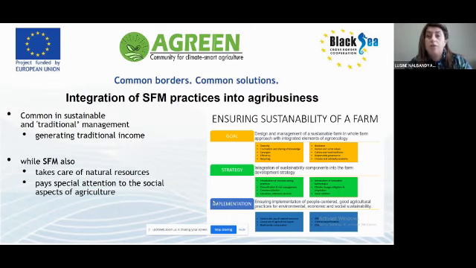These elements are very important, and there are 10 elements, which are diversity, co-creation and sharing of knowledge, synergies, efficiency, recycling, resilience, human and social values, cultural and food traditions, responsible governance, and circular and solidarity economies. These are the 10 elements of agroecology, which are very important.